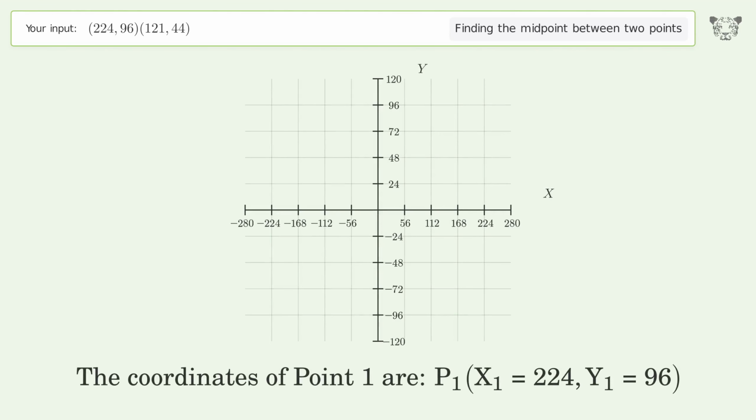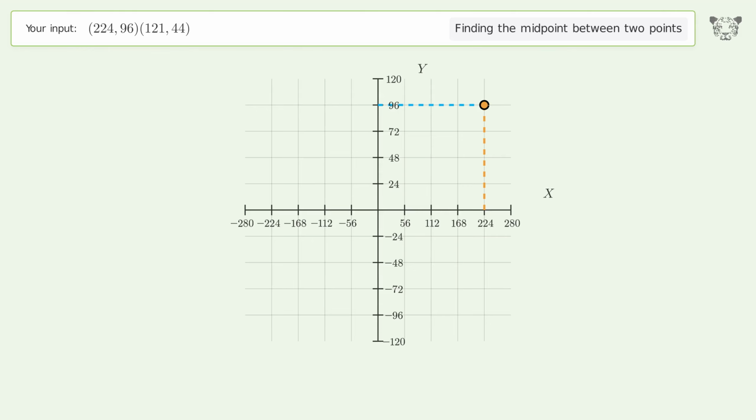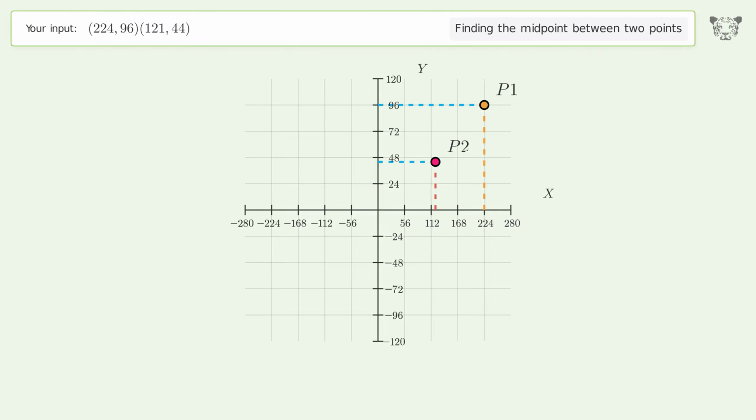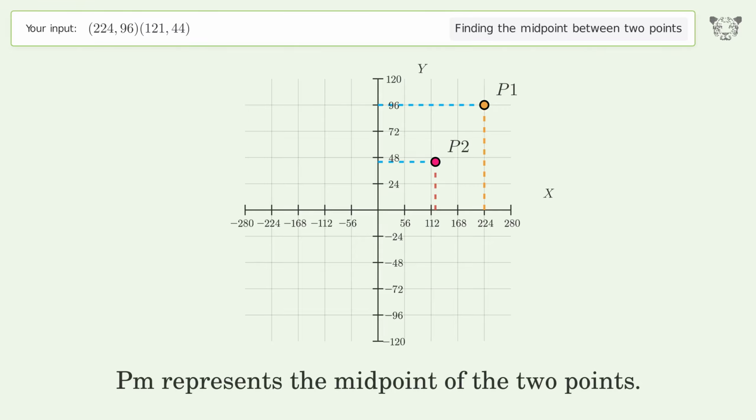The coordinates of point 1 are x1 equals 224, y1 equals 96. The coordinates of point 2 are x2 equals 121, y2 equals 44. PM represents the midpoint of the 2 points.